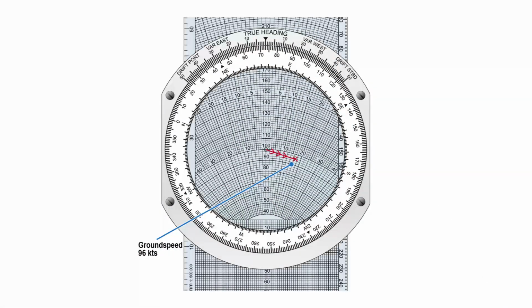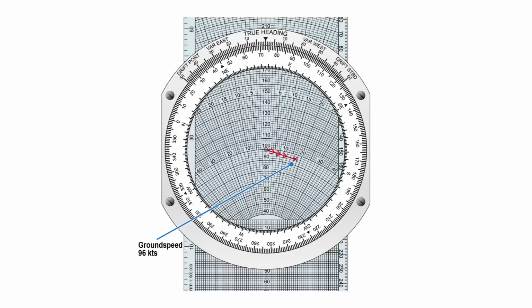Lastly, if we look at where the X mark has ended up, we can see that it remains on the 17-degree drift line, as well as being on the 96 knot speed arc. So our ground speed will be 96 knots. This completes the calculation, and we can say that if we want to track 090 with a true airspeed of 100 knots and a wind of 360 degrees, 30 knots, we will need to head 073 degrees, and the resulting ground speed will be 96 knots.